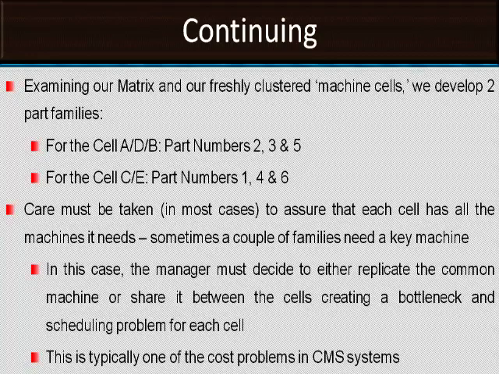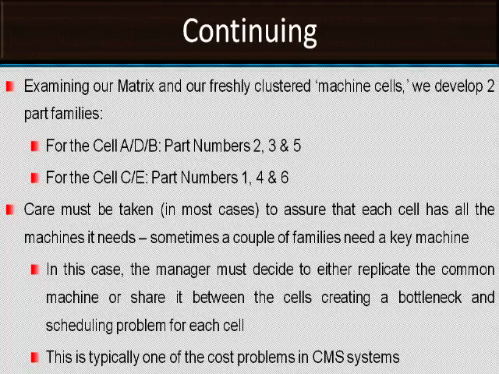The corresponding part family is 2, 3 and 5. Similarly, another cell can be formulated using the machines C and E. The corresponding part family is 1, 4 and 6. You must take care to assure that each cell has all the machines it needs.